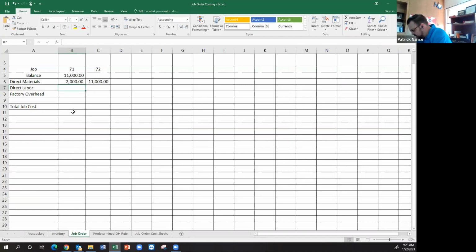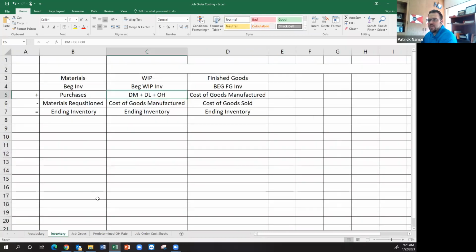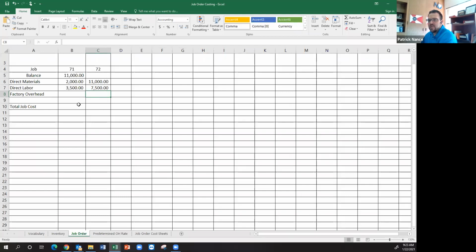So I would go look at those time tickets and say, okay, the total amount of time spent for job 71 was a certain number of hours at a given rate, and that ends up being $30,500 worth of direct labor. Job 72 was again a certain number of hours at a certain rate, and the total of all the time tickets when I went and looked at it was $7,500. So now I'm getting to the point where I've got my direct materials, my direct labor, and then now all I need is my factory overhead to complete this work in process. And then once it's done, it's going to go to finished goods.